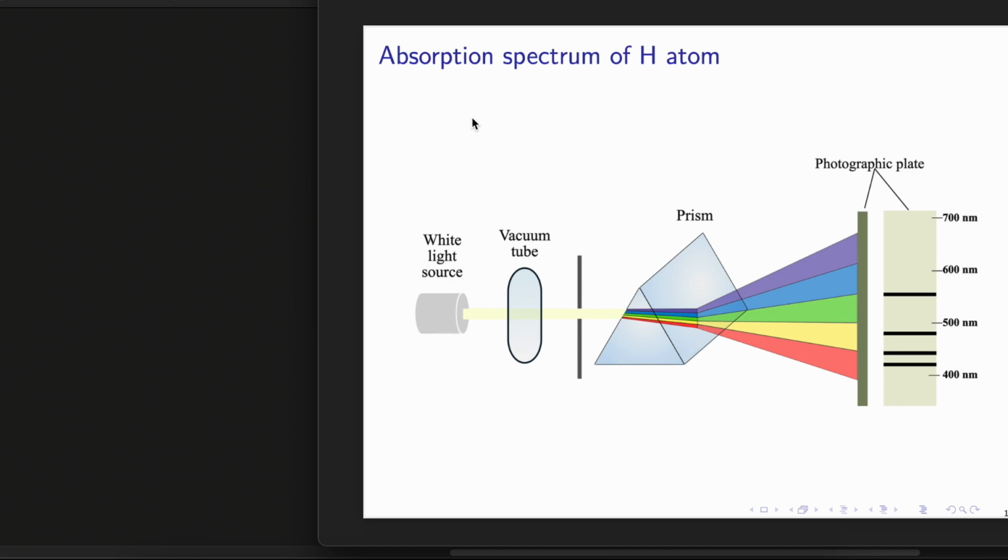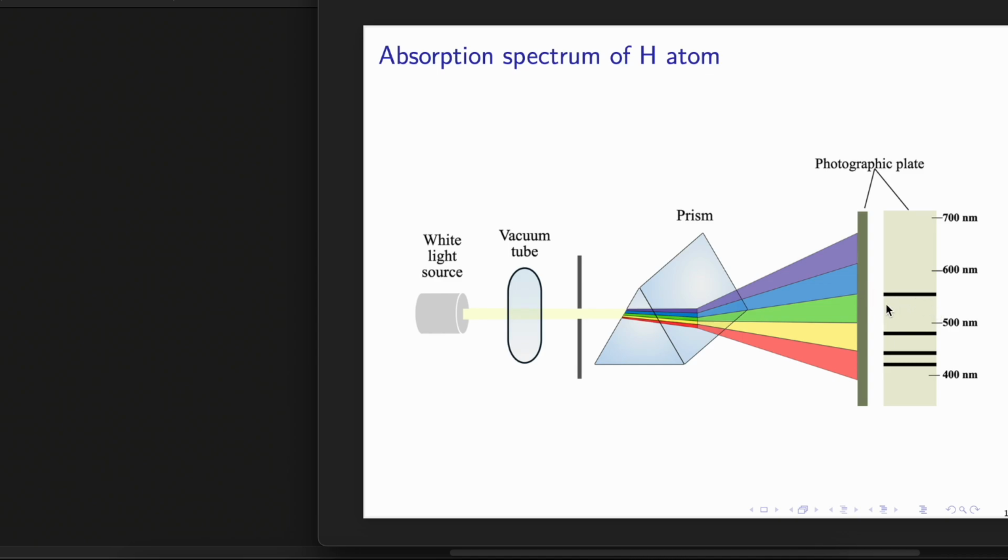Now let's talk about the absorption spectrum of the hydrogen atom. Here we repeat the same experiment, but we have a source of white light that passes through this vacuum tube that contains the pure hydrogen substance. And here, as the light passes through the prism, we have the same phenomenon, where the light is spread into different colors.